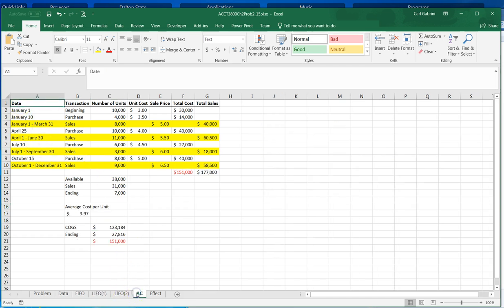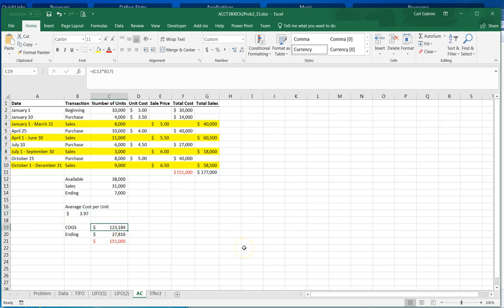Let's go to average cost. Under average cost, this is fairly straightforward. We calculate the average cost per unit, which means we take the amount from F11, which is our total cost of $151,000, and we divide it by what's in C12. C12 is our available units of 38,000 units. So we get an average cost per unit of $3.97.